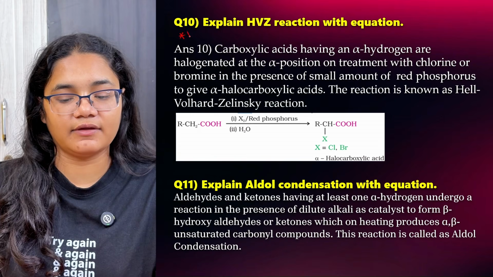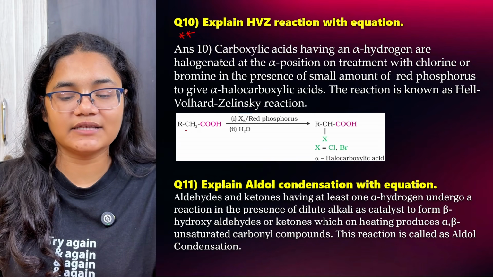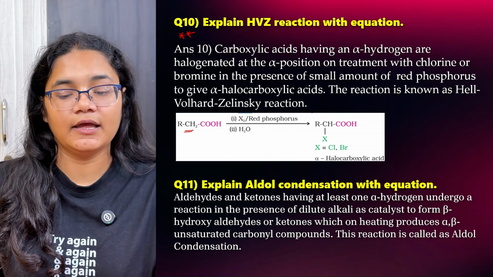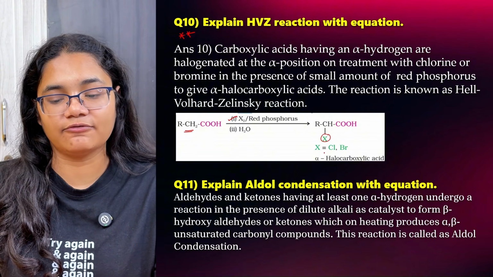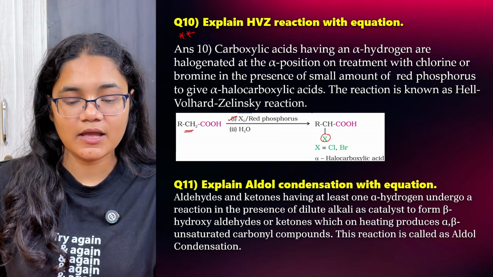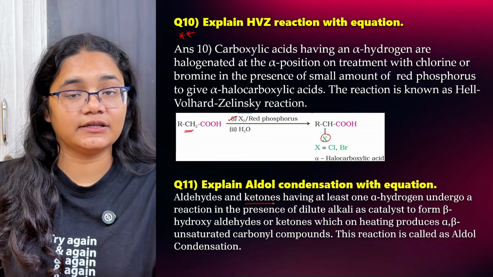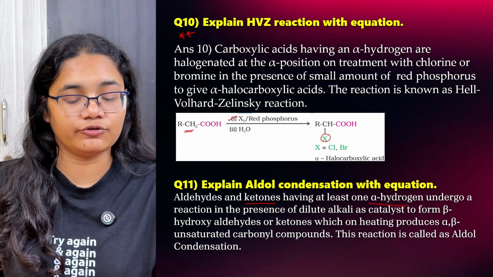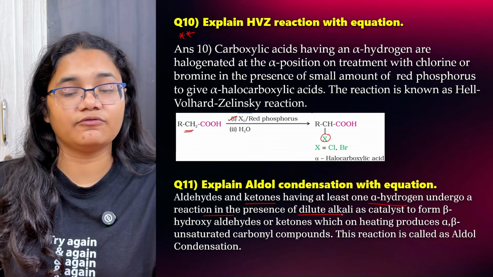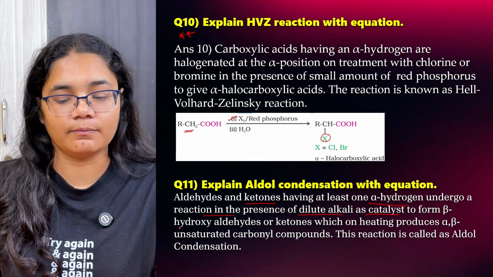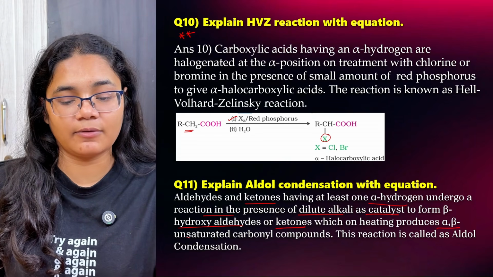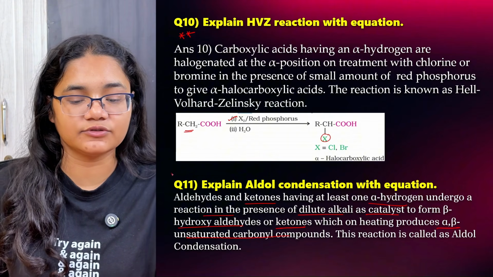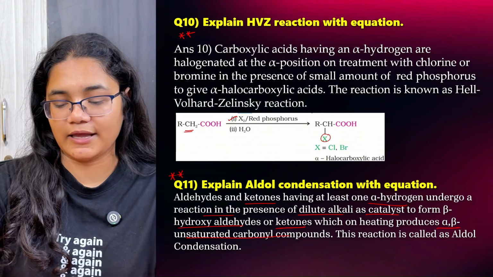HVZ reaction, again a very important reaction here. Compounds having alpha hydrogen, on treating with X2 and red phosphorus, you get a product where you have alpha halocarboxylic acid. Next, aldol condensation: aldehydes and ketones having at least one alpha hydrogen undergo reaction in the presence of dilute alkali as catalyst to form beta hydroxy aldehydes or ketones, which on heating produce alpha beta unsaturated carbonyl compounds. This is also an important name reaction.